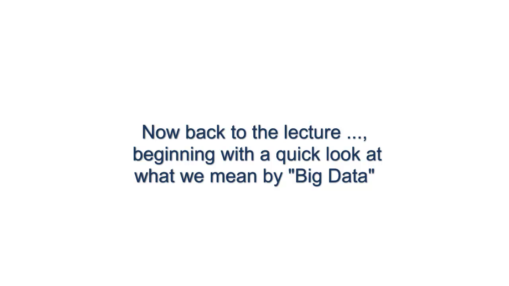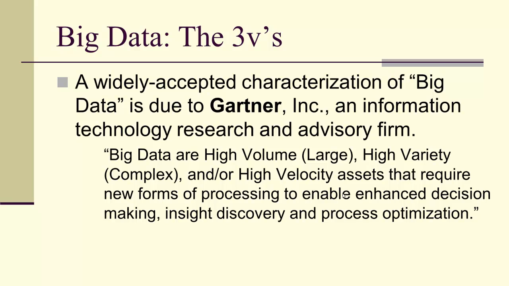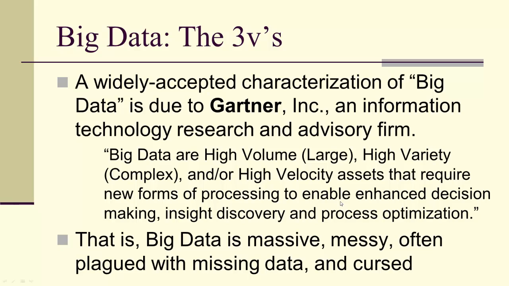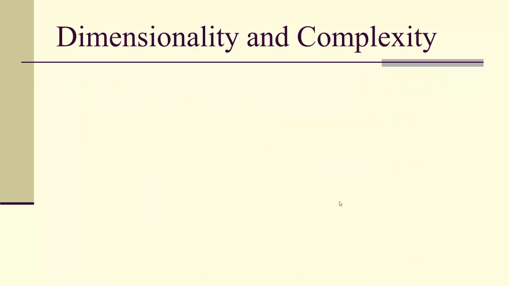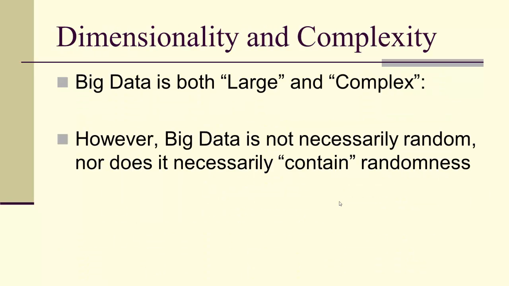Now let's get back to looking at big data being massive and messy. Let's review a bit. The 3 V's, this was actually a term that was introduced by a group called Gartner, which is a major player in the analysis of big data. So the key is that big data is massive, messy, plagued with missing data, and cursed. So how do you deal with the 3 V's and the consequences of it? Well, dimensionality and complexity are key.